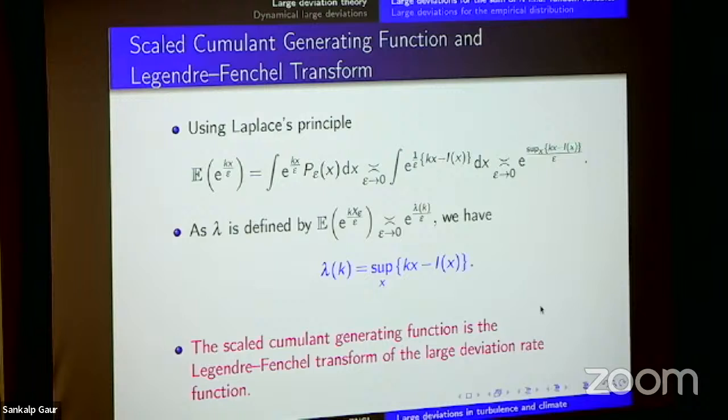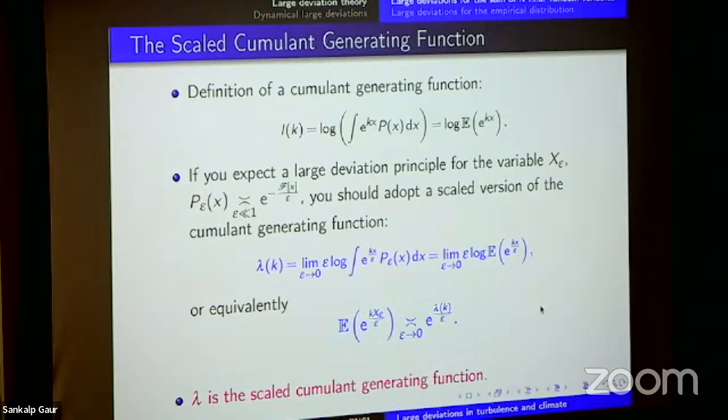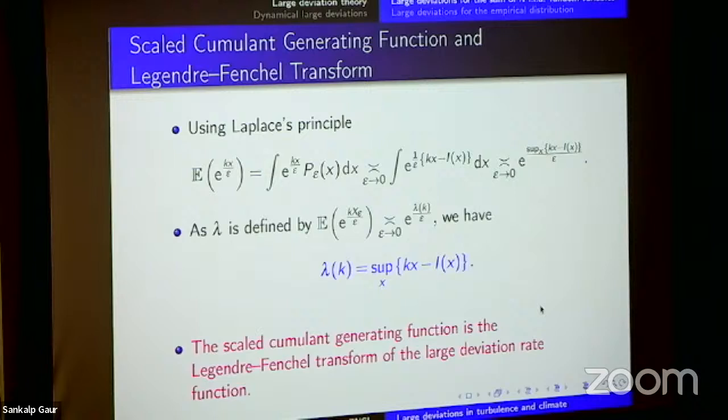And so this is just, if you remember my previous slide, my definition of the scaled cumulant generating function. What you can see here is that by the Laplace principle, I get that lambda of k is the supremum over x of kx minus I of x. And so you see that the scaled cumulant generating function comes with this sup formula, what is called a Legendre-Fenchel transform. So the result is that the scaled function is the Legendre-Fenchel transform of the large deviation rate function. So this is a very general result.